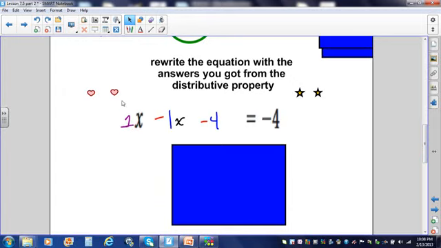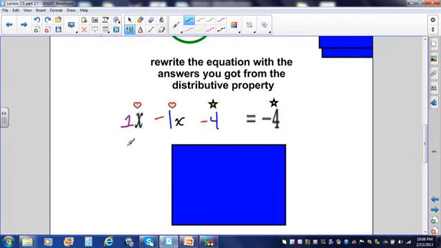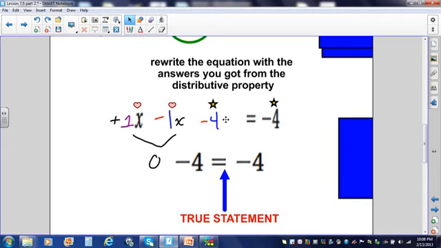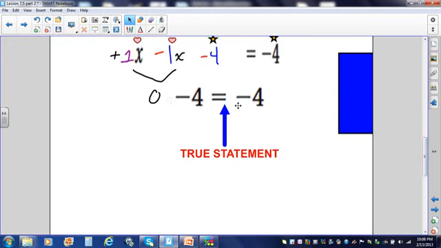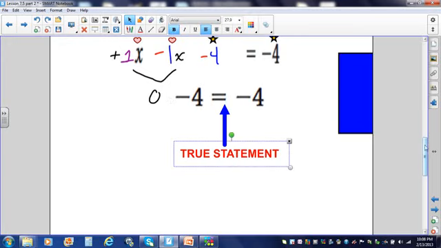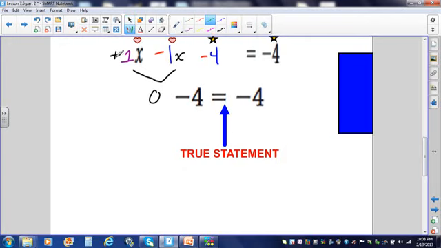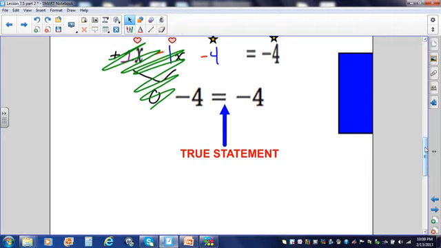I have an invisible coefficient of 1. I will combine like terms. These are on the same side. When I combine a positive 1x and a negative 1x, that gives me 0. So I'm left with negative 4 equals negative 4. These are the same number, so that is a true statement. What happened to my x's? They got eliminated, canceled, goodbye. Negative 4 does equal negative 4. That is a true statement.